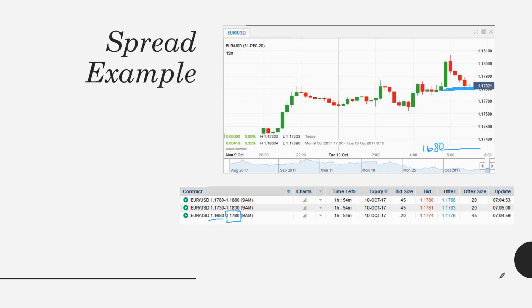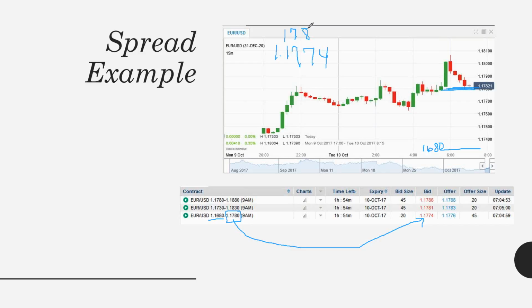Now, unlike the binaries, which are considered to be all or none, with the spread, it's where it expires. The expiration value is going to determine what your profit or actual loss is. For example, if you wanted to short this, then you're looking at the bid price. The bid price was 1.1774. Now, this is your ceiling price, which is 1780.